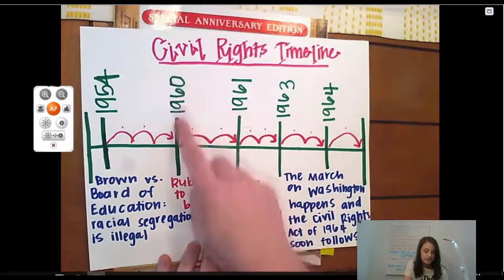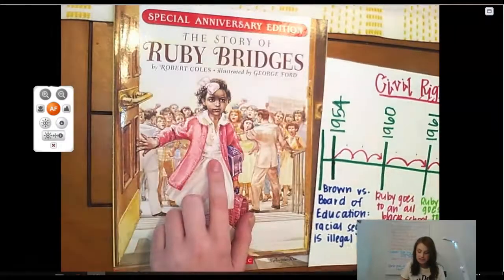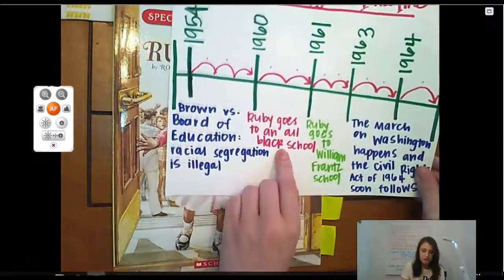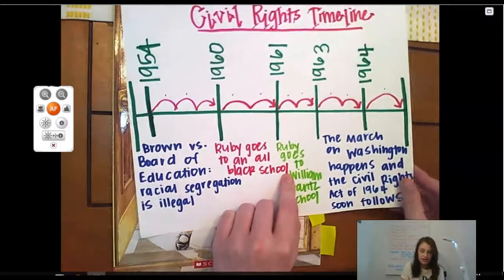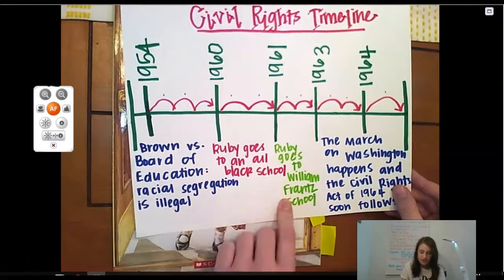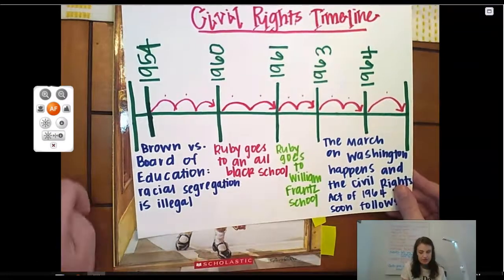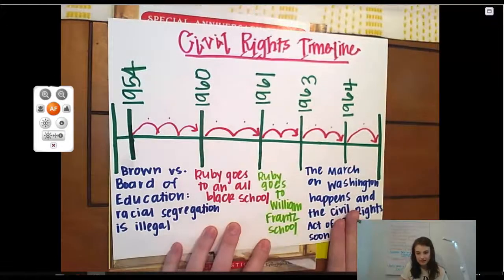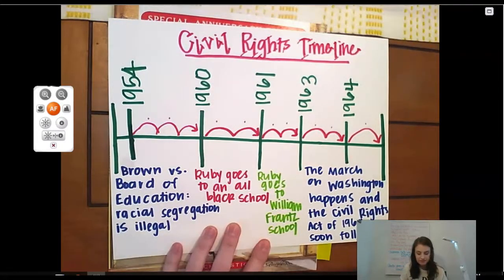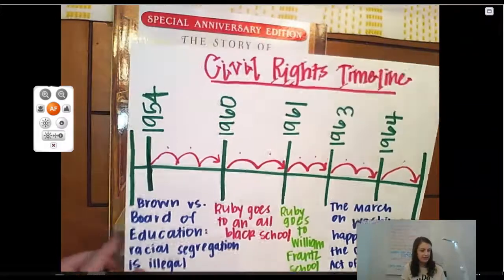So in 1960, Ruby Bridges goes to an all-black school. And in 1961, she moves to an all-white school. And we will learn more about that in the story, but I just wanted to go ahead and give you an idea of the timeline that all of these events occurred and how they are connected.